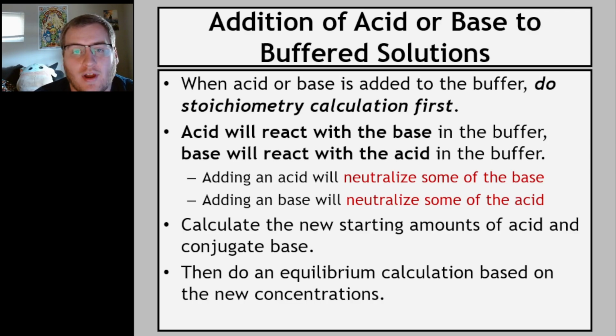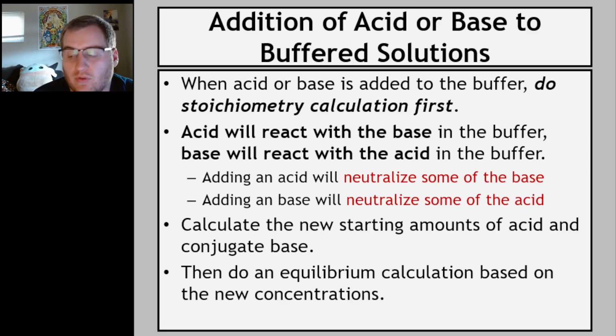If you add a strong acid to a buffer, it's going to react with some of the conjugate base you have in the buffer. It'll neutralize some of that. If you add a strong base to a buffer, it's going to react with some of the weak acid. Your buffer is able to neutralize a good amount of acid, and the pH will change, but only slightly.